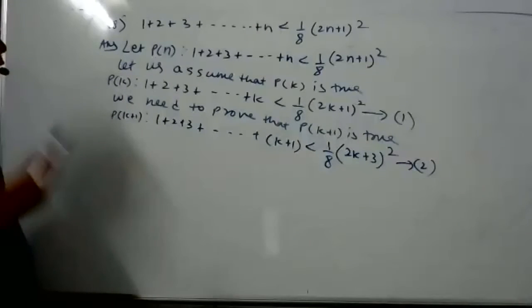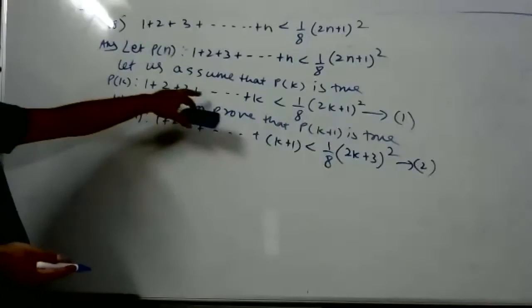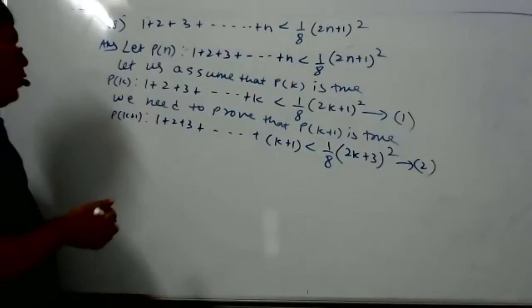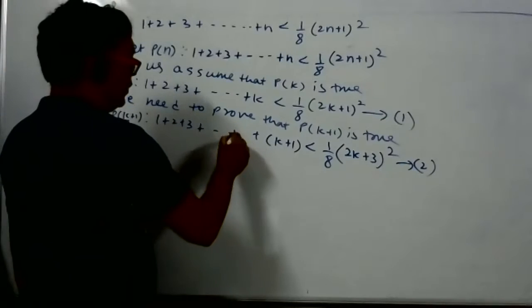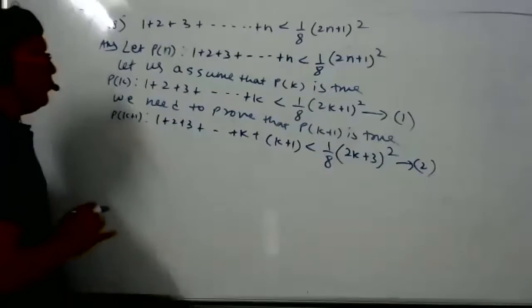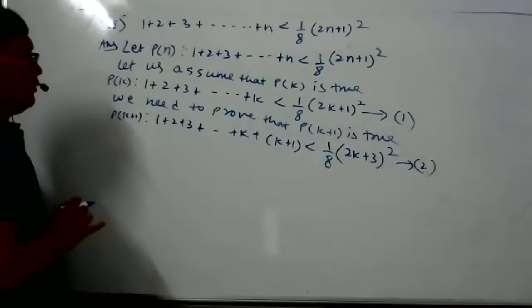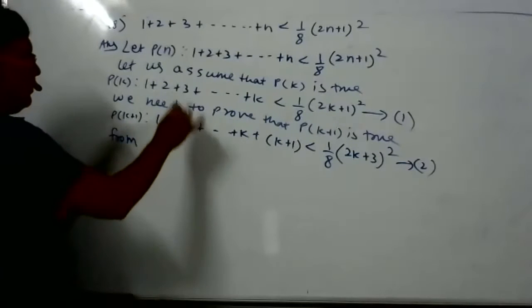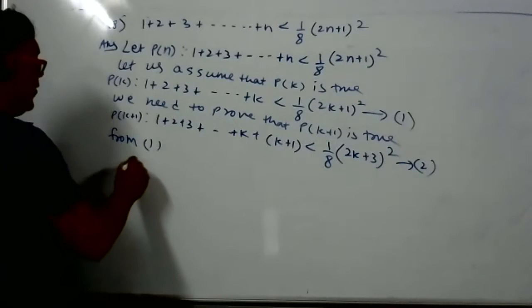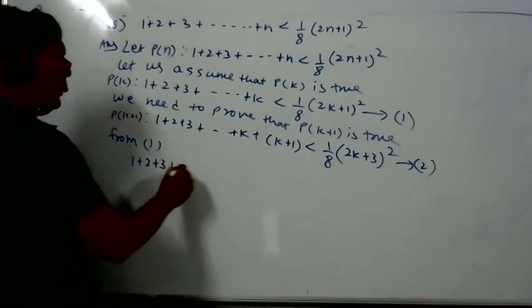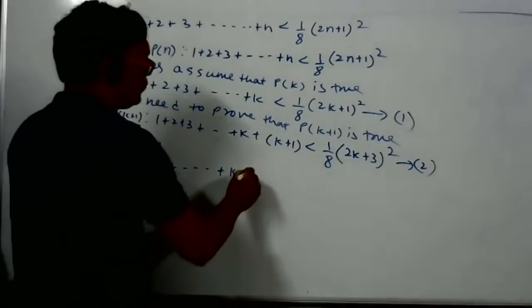Till here, if any student has doubt, please ask me. How to prove the second equation with the help of the first equation? In the second equation, write one previous term. So for K plus 1, the previous term is K. Any doubt, student? Now what to do? Now don't substitute. From the first, what we got: 1 plus 2 plus 3 up to K. This we know.